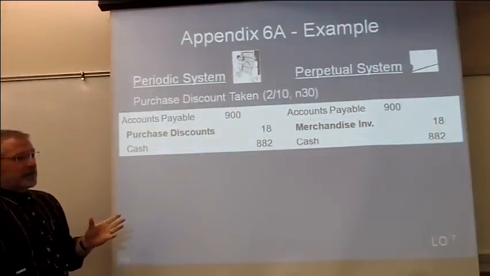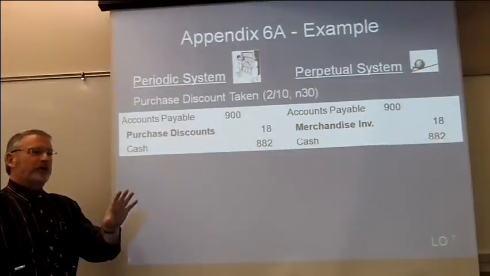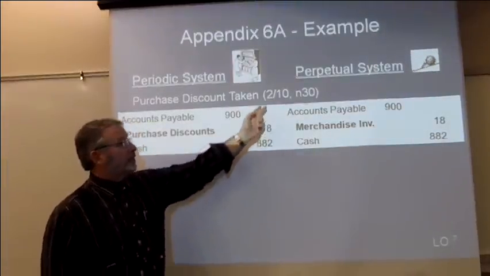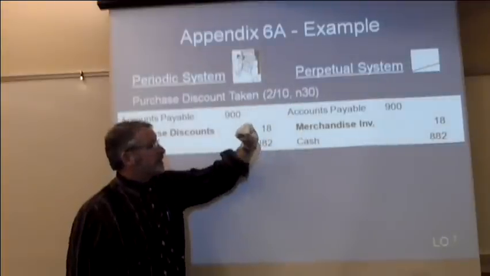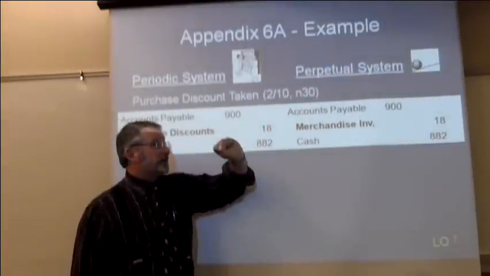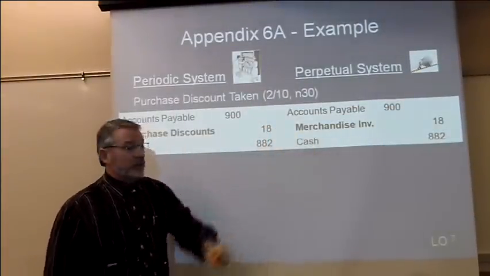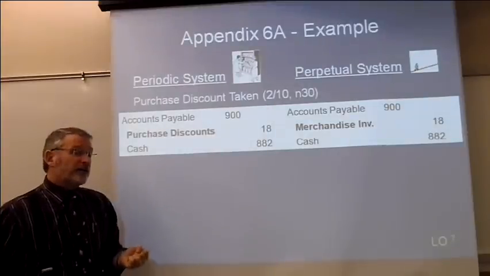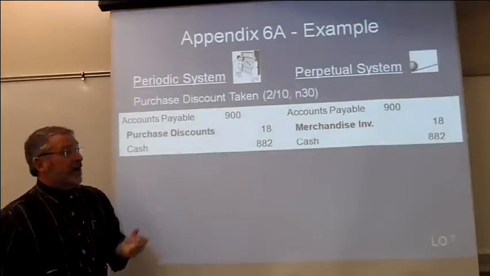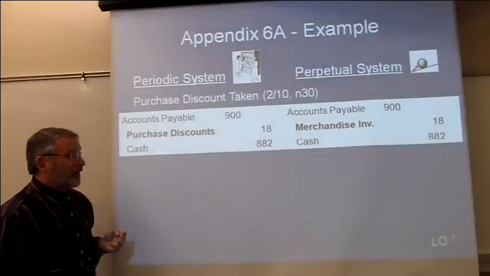Next part of the example, let's assume that we buy the stuff and now we've been offered the discount. I'll remind you of the 2/10, n/30: a 2% discount if we pay within 10 days, with the balance due in 30 days if we don't take the discount. Under the perpetual system, we would have reduced the cost of our inventory, because that discount meant that the inventory didn't cost us $900, it actually only cost us $882. So we would have reduced the inventory account.